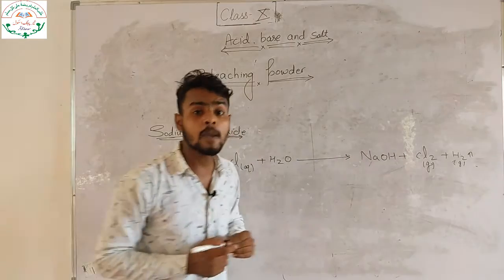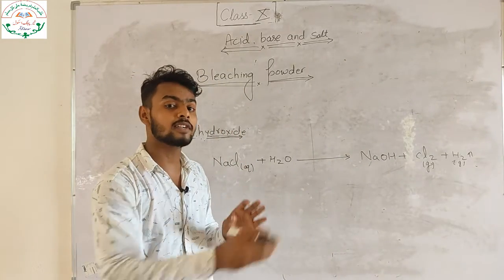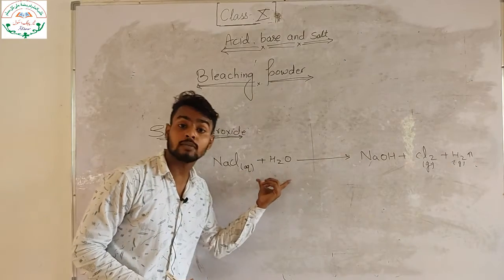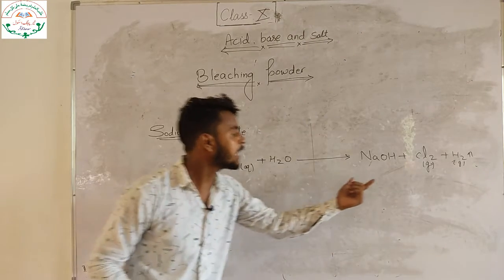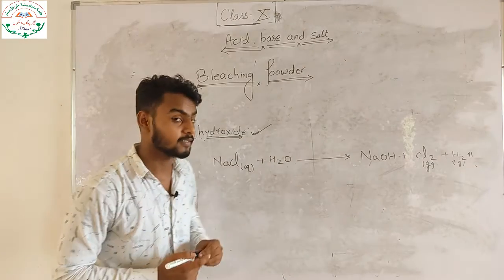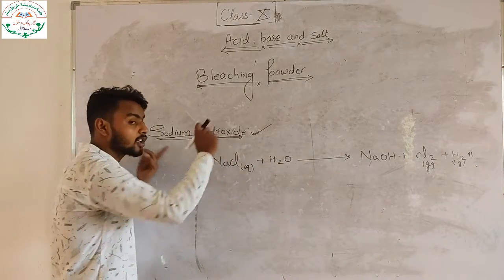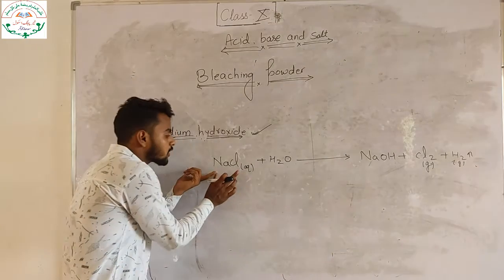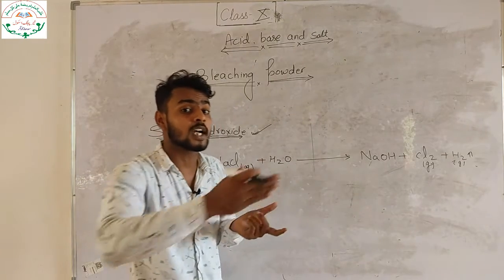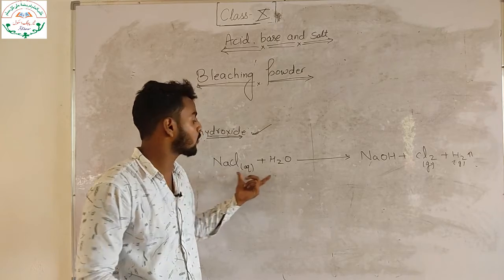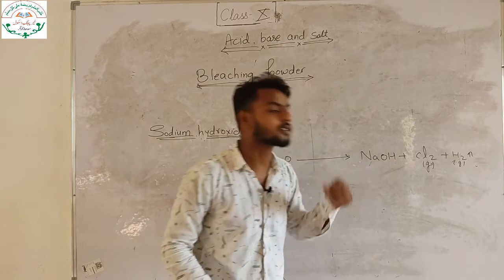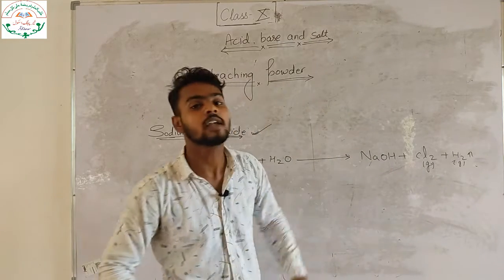That means if we flow the electric current into the aqueous solution of sodium chloride, it forms sodium hydroxide. That is our target, sodium hydroxide. In the aqueous solution of sodium chloride, if we pass the electric current, it forms sodium hydroxide, chlorine gas and hydrogen gas.